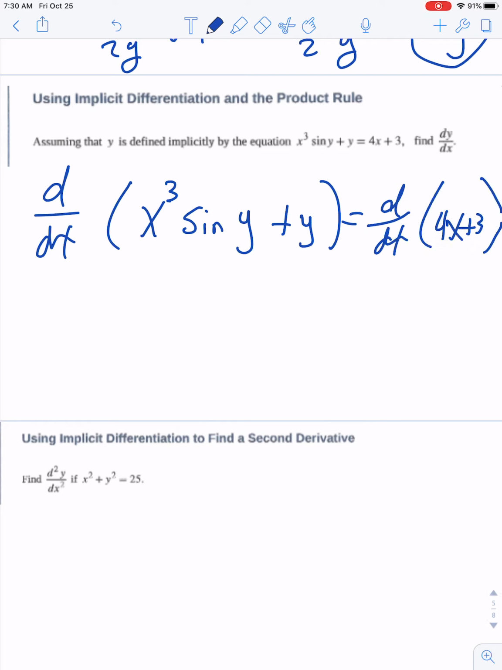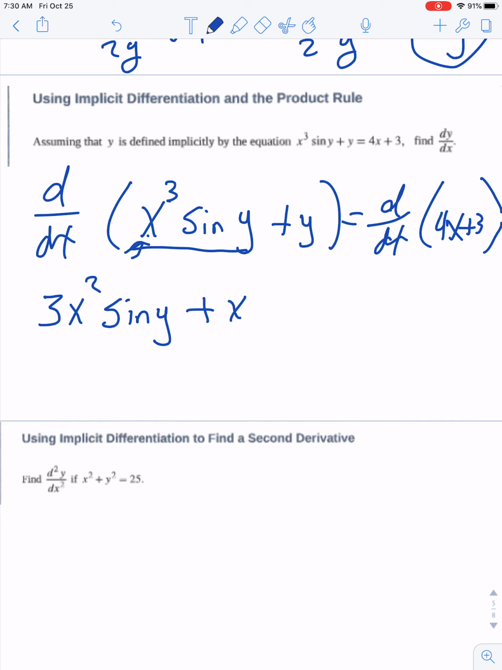Okay, so here we need to use the product rule. Remember our product rule: we take the derivative of the first function times the second function, plus the derivative of the second function times the first function. So the derivative of x cubed is 3x squared, and then times sine y, plus... I didn't derive y here, I just simply copied it down, so I don't need a dy dx.